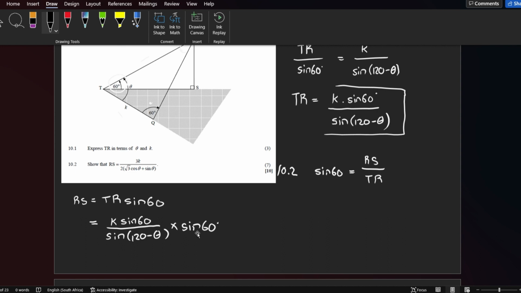So let us start. We have special angles. We know that sine 60 is equal to root 3 over 2, so we can simplify that further. That will be K multiplied by sine 60 and sine 60, so that's sine 60 squared. And we said that sine 60 is root 3 over 2, so we'll square that, and that is divided by sine 120 minus theta.